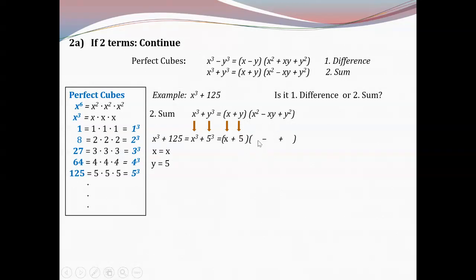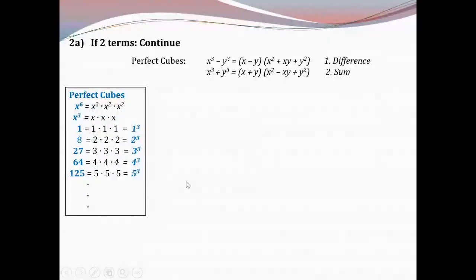And then what's x squared will just be x squared. What's x times y? What's x times 5 will give you 5x. What's y squared? What's 5 squared? Then we simplify it. It's going to be x plus 5 times x squared minus 5x plus 25, because 5 squared is 25. That's how these are examples of perfect cubes. Okay, let's do one more.